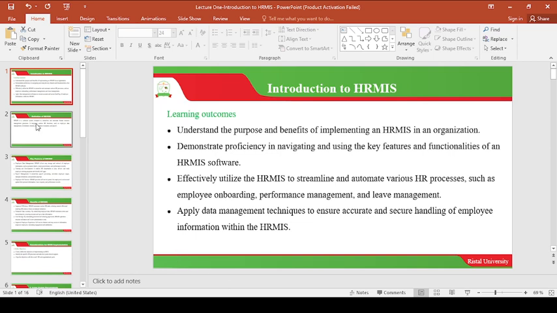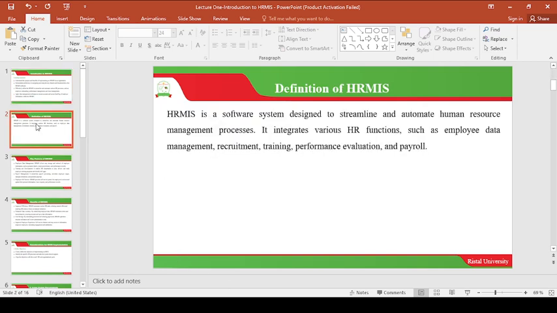So let us look at the definition of human resource management information system. It is a software system designed to streamline and automate human resource management processes. It integrates various HR functions such as employee data management, recruitment, training, performance evaluation, and the payroll. So basically, it is all about shifting away from paperwork now to the online software.